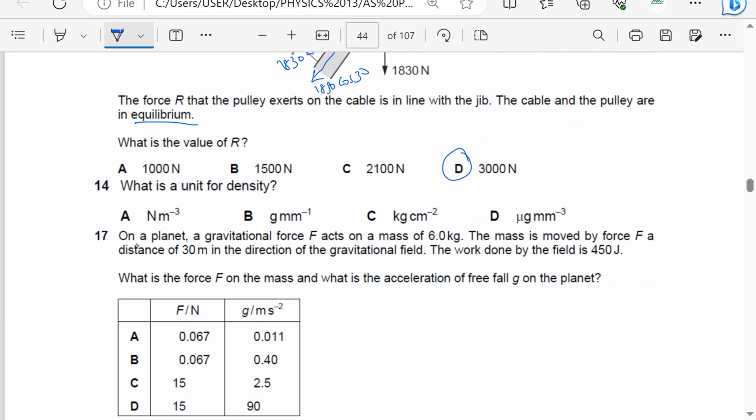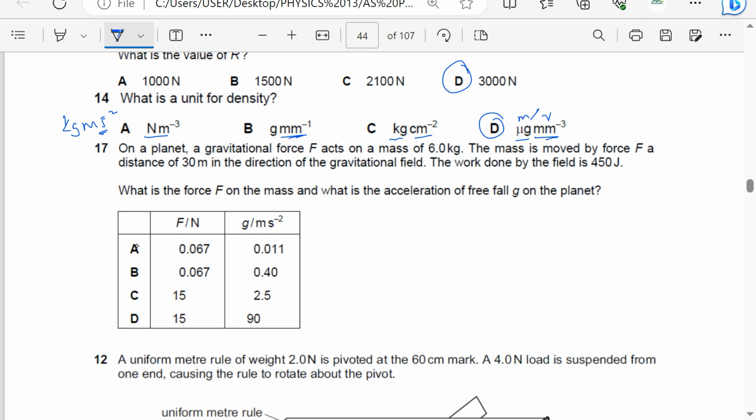What is the unit for density? Of course, we need per meters cubed. You can't take this one, because you can check Newton is kilogram meters per second squared, so in density we shall not have seconds. Gram per millimeter, it can't be per millimeter. Kilogram per centimeter squared, that is wrong. So per millimeter cubed is fine. Milligrams, this will be mass. The other one will be volume. So this is mass divided by volume because of -3. So the answer is going to be D.